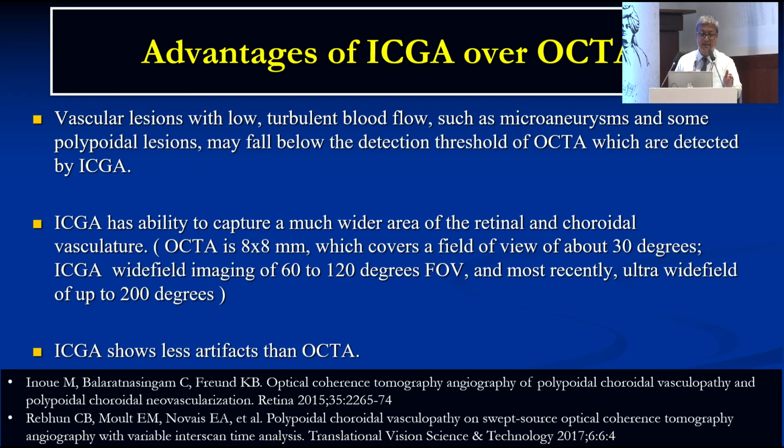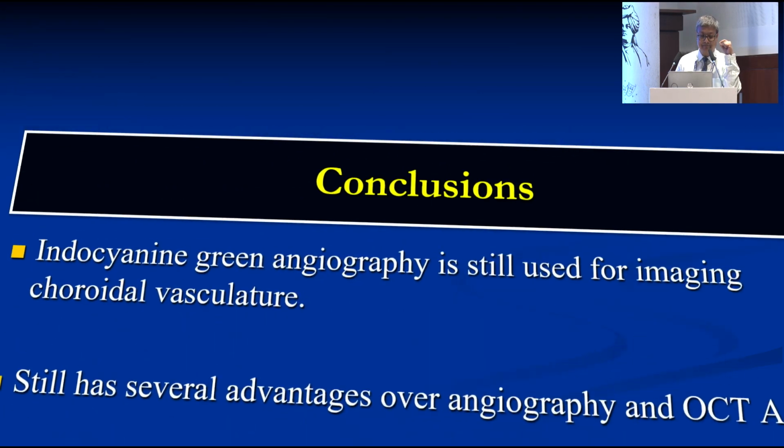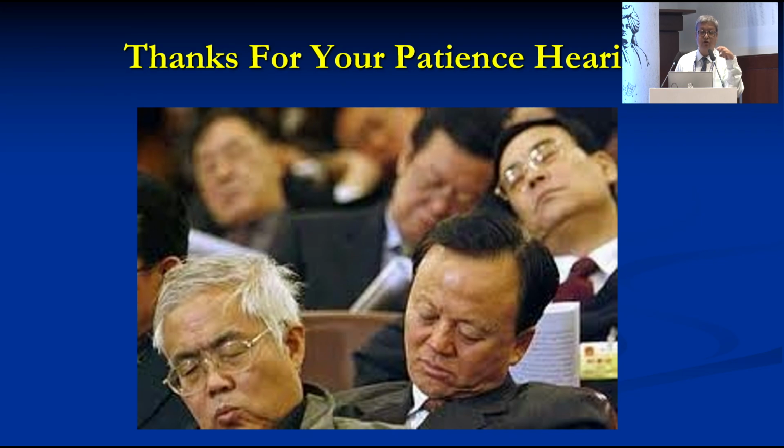The advantage of ICG is that we can detect polyp more easily than OCTA, though it is invasive. But nowadays it's hardly in practice because of non-availability of PDT in many centers. In conclusion, ICG is still useful in some cases where FFA doesn't give any answer or OCTA fails to show any polypoidal lesion, and also in cases of CSCR presenting with CNVM. Thank you for your patience in hearing. Thank you for being on time.